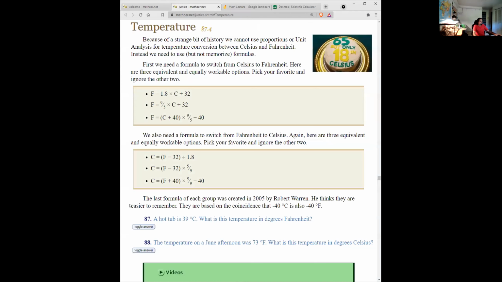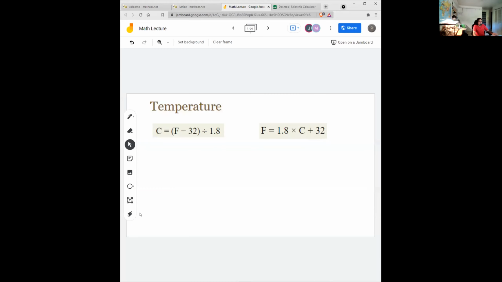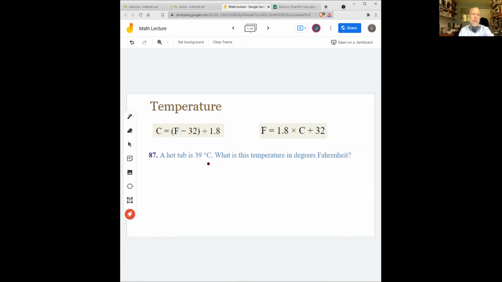Okay, so if I'm doing problem 87, I am starting with a temperature in Celsius. Which one of these 2 formulas starts with Celsius and dumps out Fahrenheit? Equation on the right. Yeah.